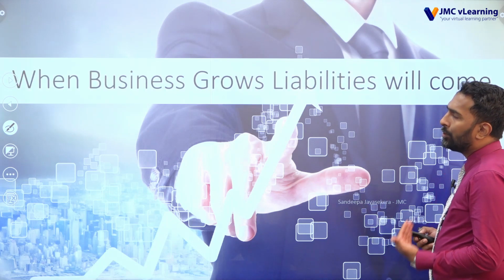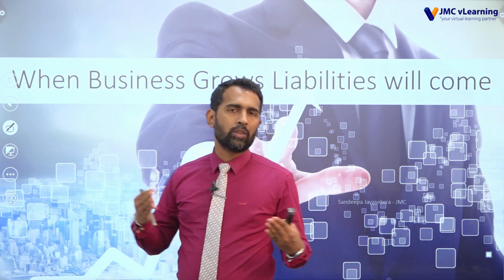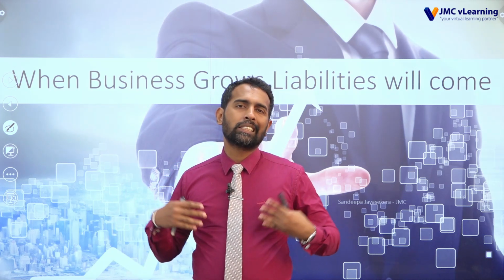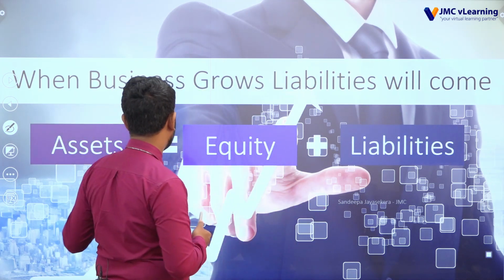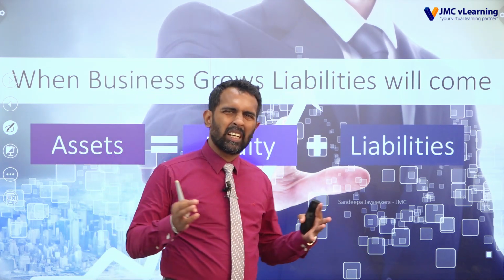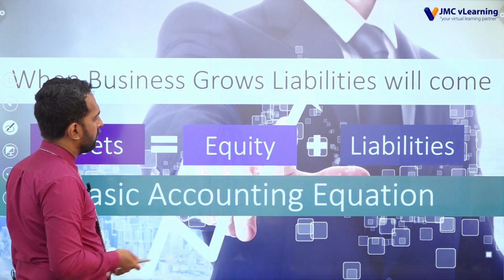Now we are going to expand. Earlier we just had a business of equity and the assets only, no? Now here come the external commitments, the external liabilities, right? So the equity plus liabilities is equal to the assets. This is our basic accounting equation, okay, right?